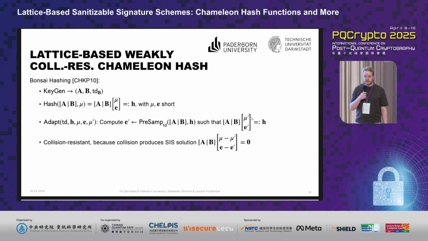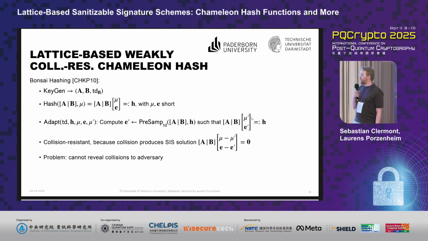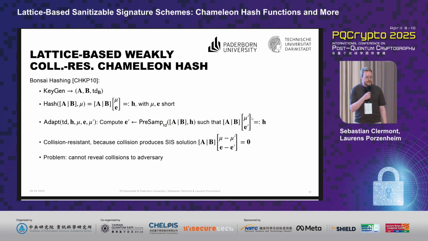This is collision resistant, so normal collision resistant, because if you have a collision, this collision produces an SIS solution, as you can see here. The only issue with this Chameleon hash function is you cannot reveal collisions to an adversary. Because if you reveal these collisions to an adversary, or multiple of them, then an adversary could build a short basis for the lattice. Well, yes, it's a bit longer than before. It's still a short basis, which is not good. So at least we can't do the reduction. So we have to find something else.